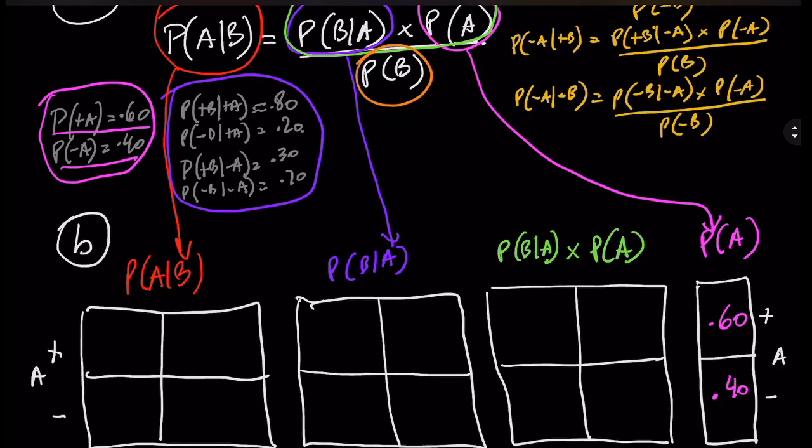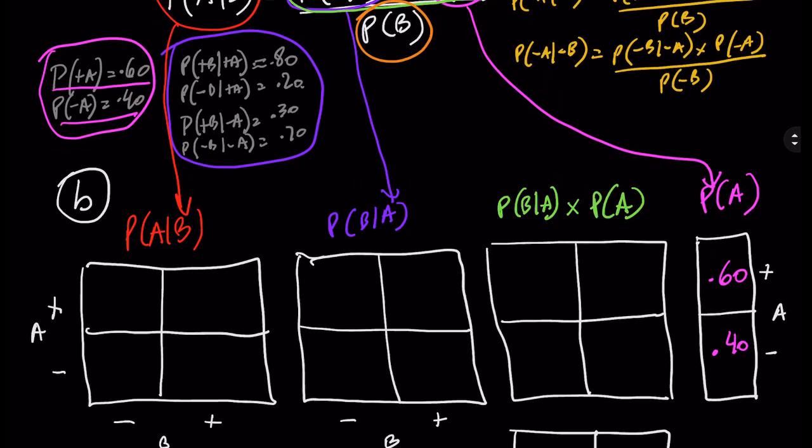So probability of B being true, given that A is true, should go on the top right corner, because that's where A is plus and B is plus. And probability of B being false, given that A is true, should be on the top left corner, because that's where B is false and A is true.